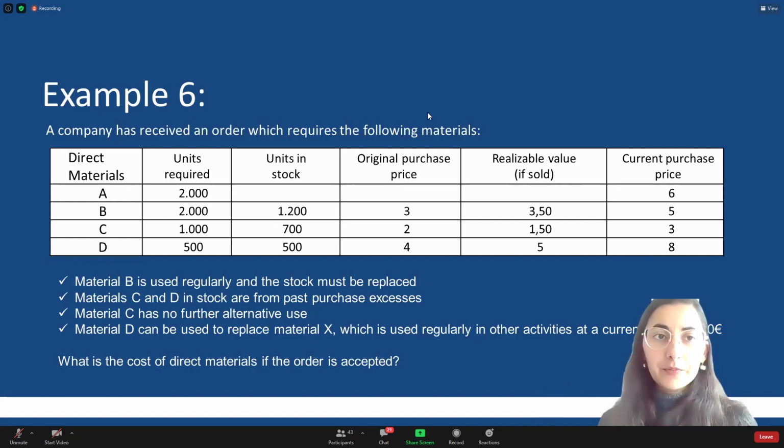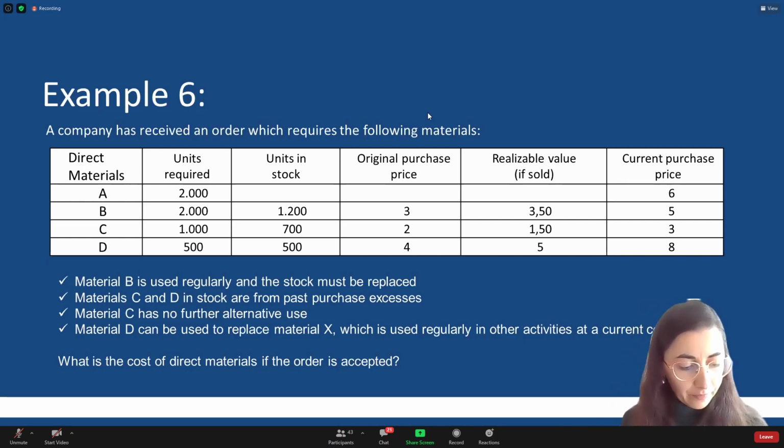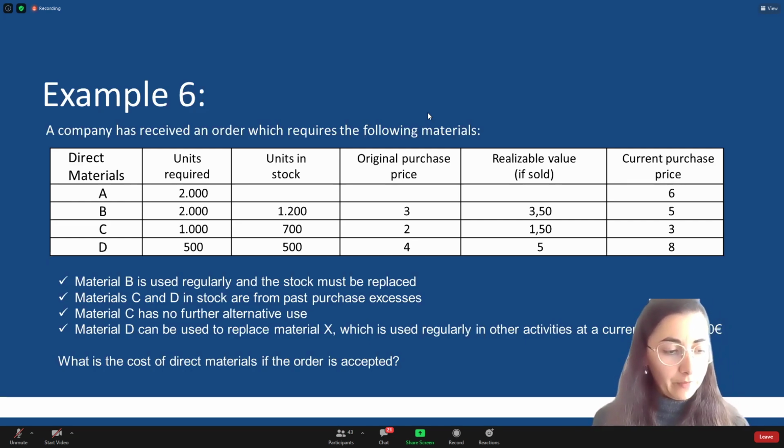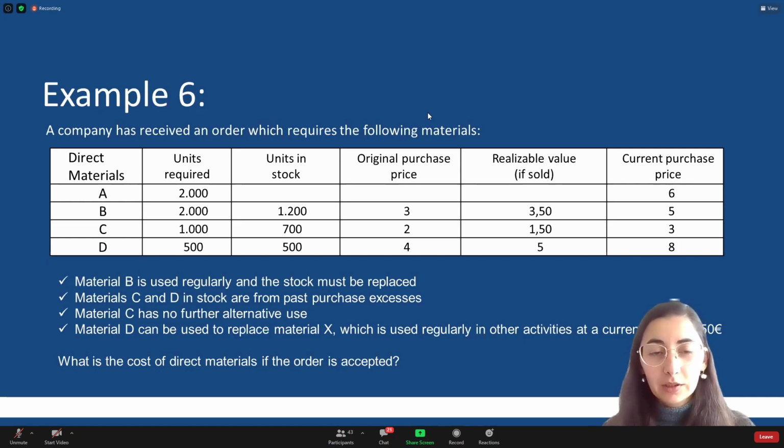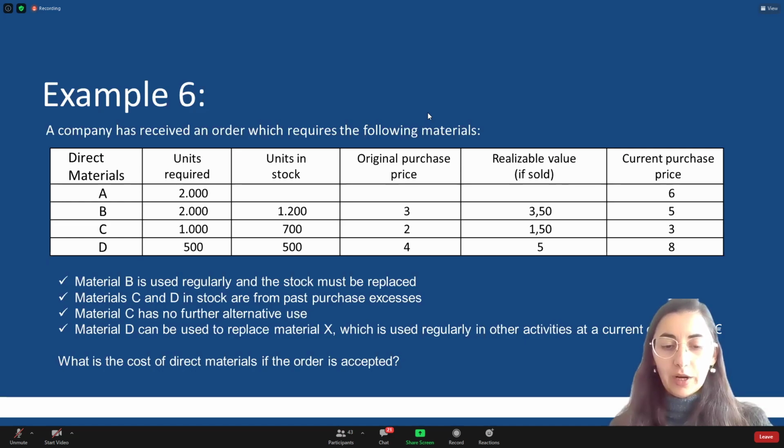So we can't just buy 800, right? We can't just buy 800. We have to buy more. So we have to buy 2,000. Exactly. Because we have to replace the 1,200 that are in stock, we cannot just buy the 800. The 800 is what we need to buy specifically for the order. But because we have to replace the 1,200 that we have in stock, we also have to buy to replace. So for material B, it will be the 2,000 units that we need times the purchasing price of 5.